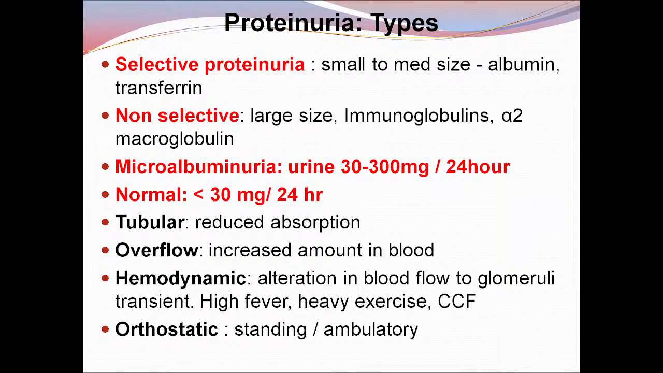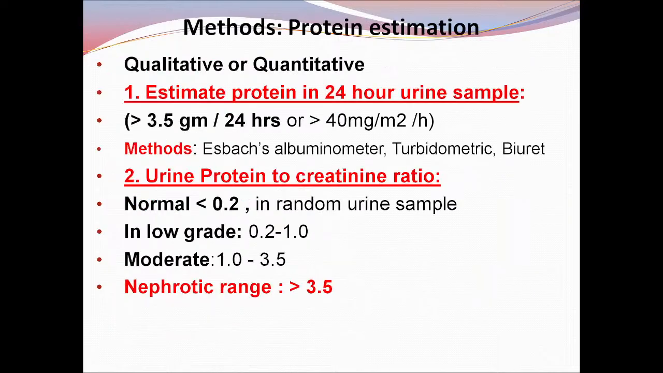So, we want to detect these diseases early, or detect the early complications. Early detection of complications is only possible when we have this estimation of microalbuminuria, okay. So, when we are following patients of metabolic diseases for a long time, we need to follow up with this kind of investigations, okay.